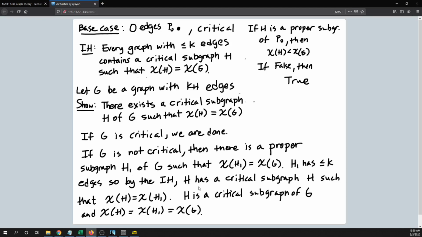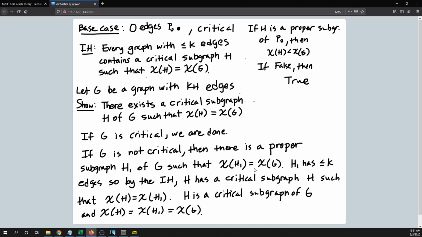So by the induction hypothesis, we get a critical subgraph H such that chi of H is equal to chi of H1. And so what you have is that H is a critical subgraph of G, because H would be a subgraph of H1, and H1 in turn is a subgraph of G. Then the chromatic number of H is the same as the chromatic number of H1, which is the same as the chromatic number of G. So there is your critical subgraph of G with the same chromatic number.